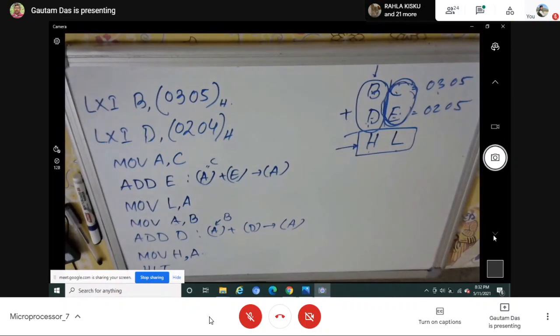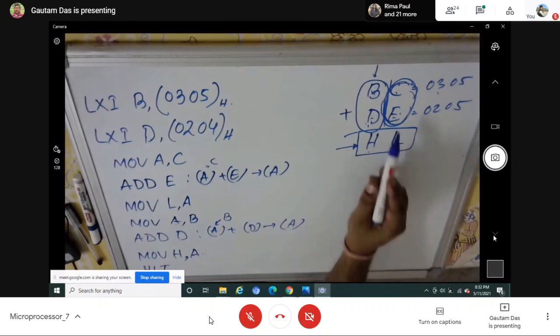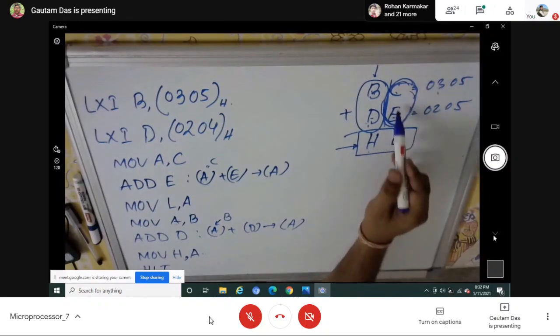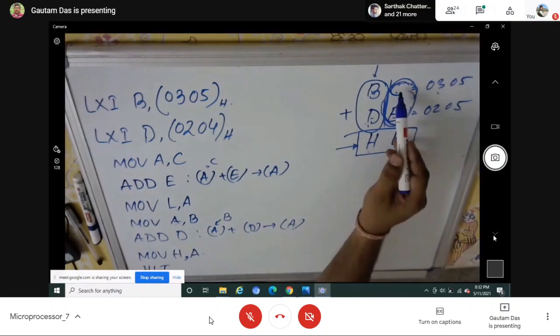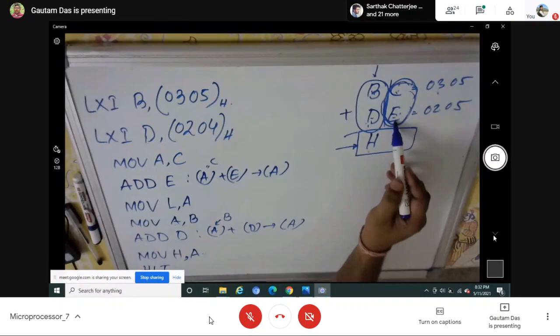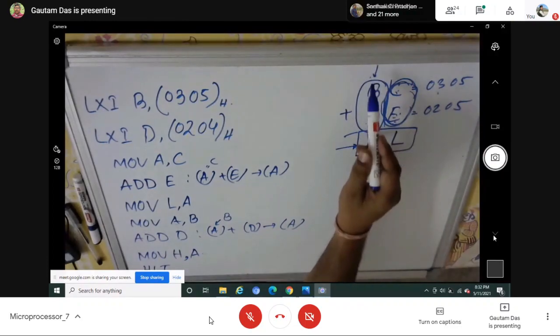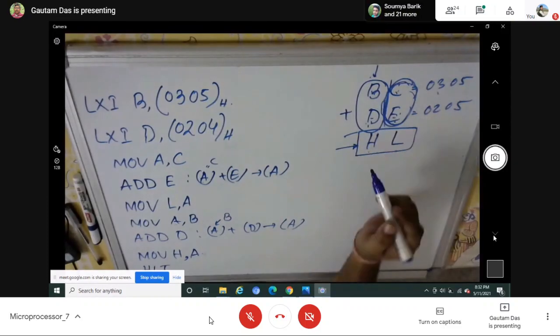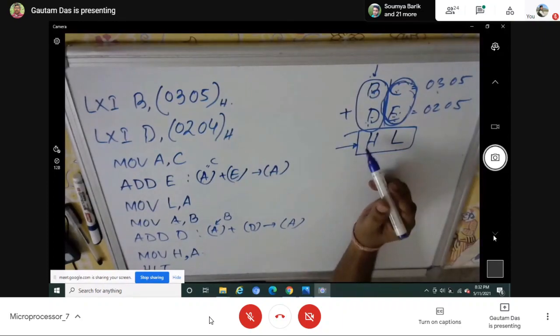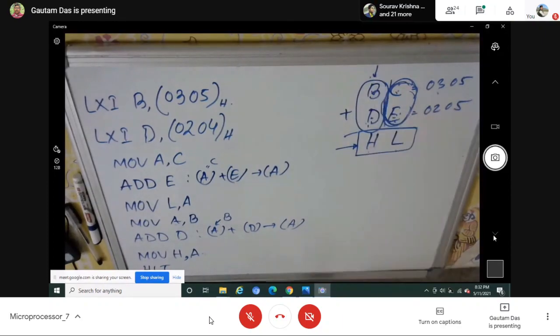And so it may be possible that we are not getting a proper result in HL, but sometimes we may get a correct result in HL depending on the data. If no carry is generated from C and E, definitely we will get a correct result. But depending on data, if any carry is generated during the addition of C and E, that carry we are not adding, so we may get an improper result. That means if there is a provision to add these two with this carry, then we can get the correct result. That is what we want.